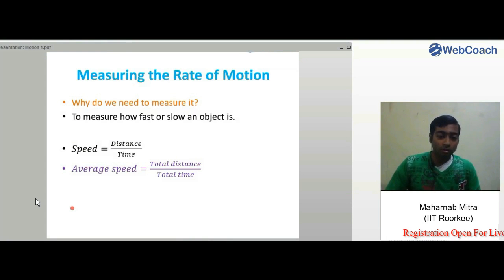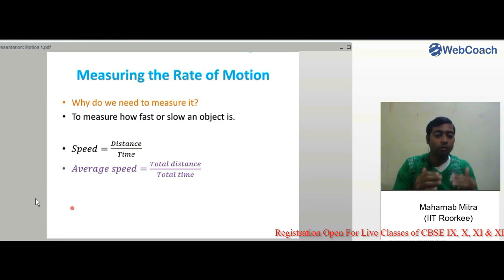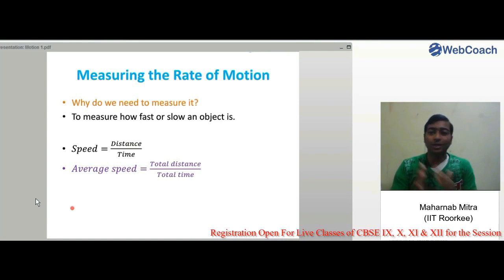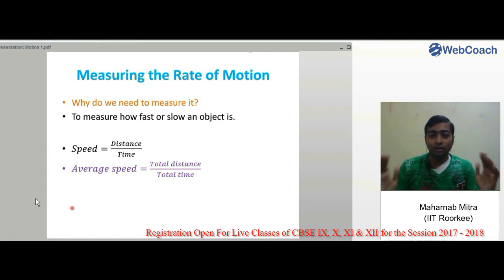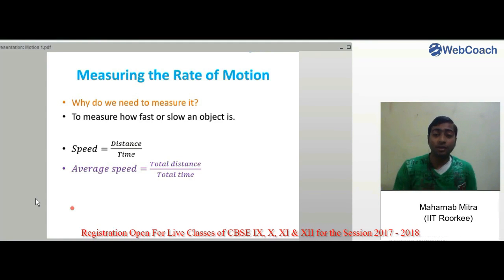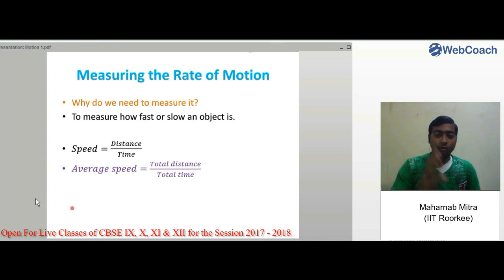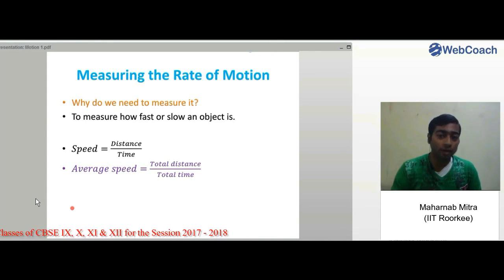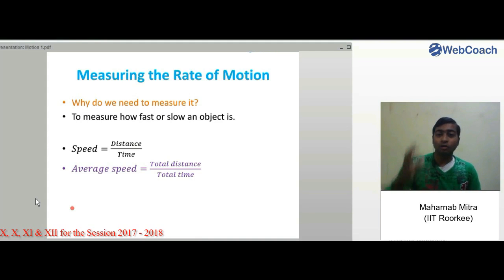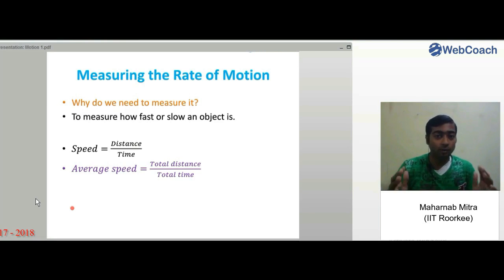And one more important thing is average speed equals total distance divided by total time. Now here many of you might make mistakes. While different speeds are given, you might take the average of them to find the average speed, but this is not correct. Whenever speeds are given individually for different time intervals, you must find out the total time taken and also the total distance covered by the object, and then you must divide the total distance by total time.